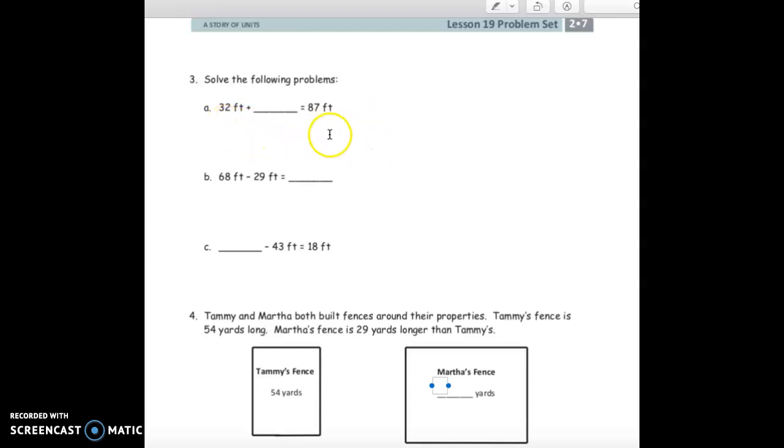Well, if I look at this problem, it shows that there's a missing addend. So if I know the total was 87 feet, I need to go backwards to figure out what did I have to add to 32 to get there. All right, one way to do this is to subtract because I know that this number is going to be smaller. So when I subtract, I need to subtract 87 minus 32.